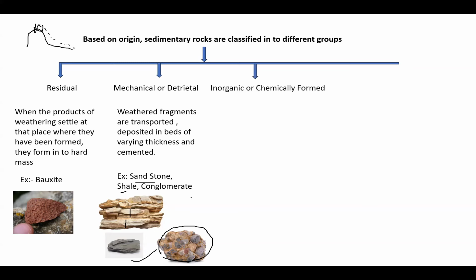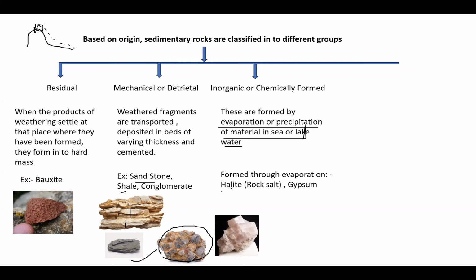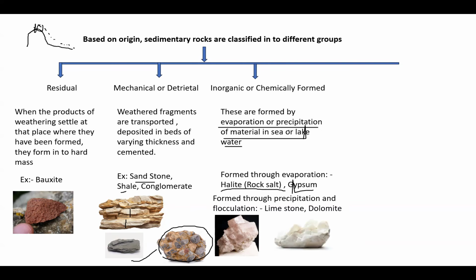So inorganically or chemically formed sedimentary rocks, what are those? These are formed because of the evaporation and precipitation of material in the sea or lake or water. Due to the evaporation process of the sea water, we can see these types of inorganic or chemically formed sedimentary rocks. Example, your rock salt, usually used nowadays for culinary purposes. This is halite or rock salt, or gypsum. Due to evaporation and precipitation we can see gypsum formation, and limestone and dolomite are also among the best examples.